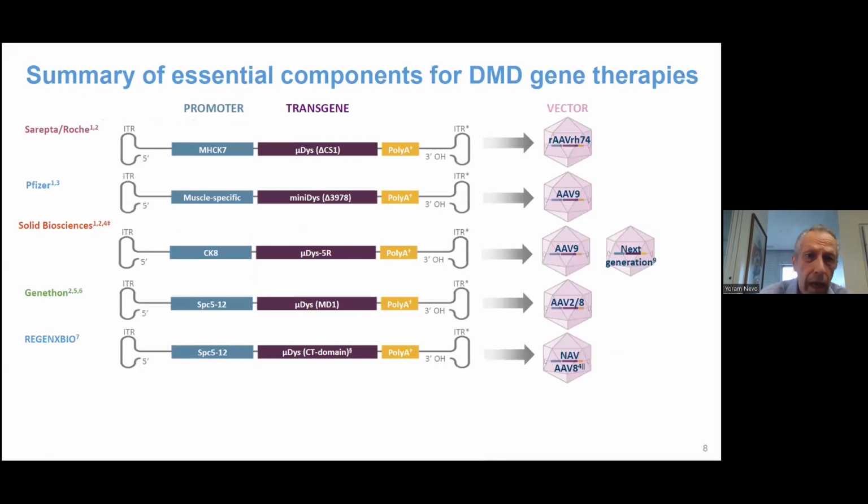So this is how the construct looks in these five companies, and you can see that each is different from the other. The vector is a little bit different. In Pfizer, the virus is AAV9, while in Sarepta, it's rAAVrh74. Also, the promoter is a bit different in different companies, as well as the specific transgene, which means the specific DNA that will eventually get to the muscle.